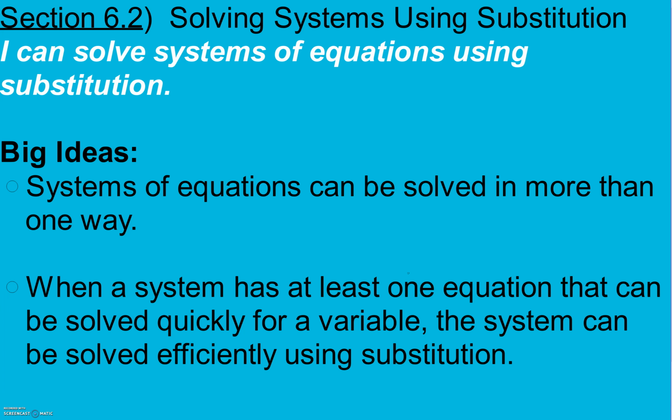Systems of equations can be solved in more than one way, and when a system has at least one equation that can be solved quickly for a variable, the system can be solved efficiently using substitution.